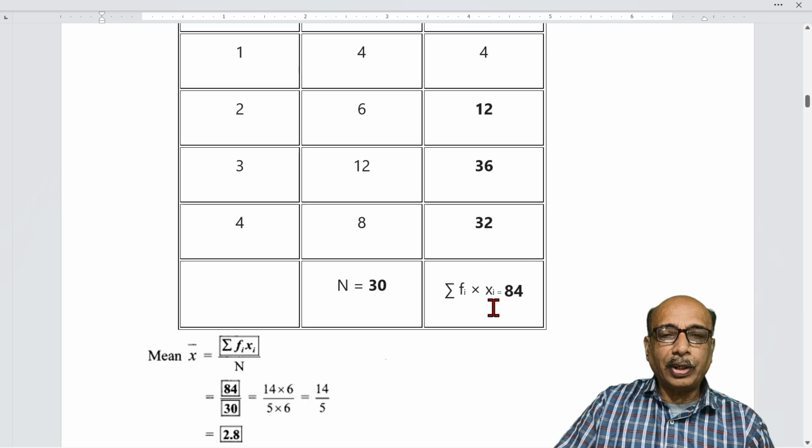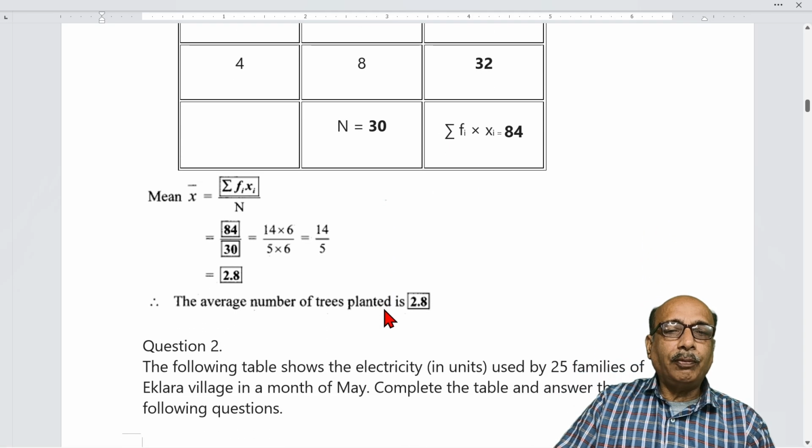So the sum of fi xi is known to you, N is known to you. Then the formula you know: mean, X bar, equals the sum of fi xi upon N. Sum of fi xi is 84 upon 30. Simplify: 6 fives are 30, so 6 and 6 get cancelled. Answer is 14 by 5. When you simplify, you get 2.8. Therefore, the average number of saplings planted is 2.8.